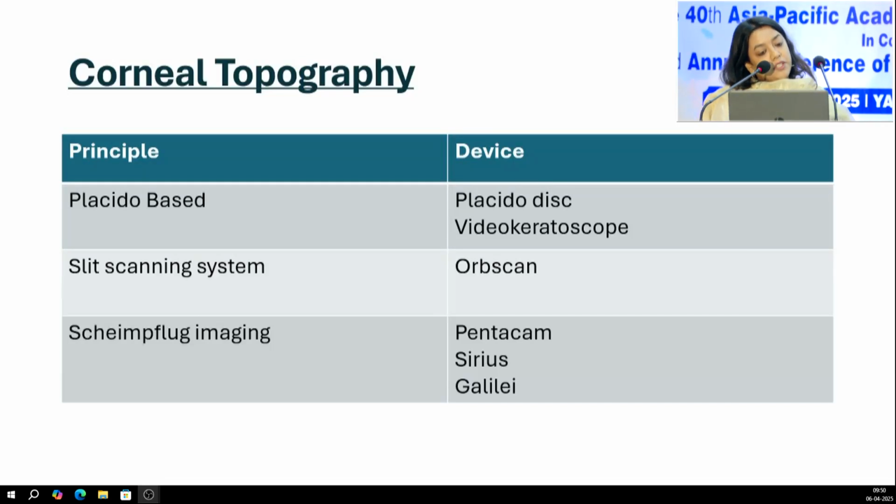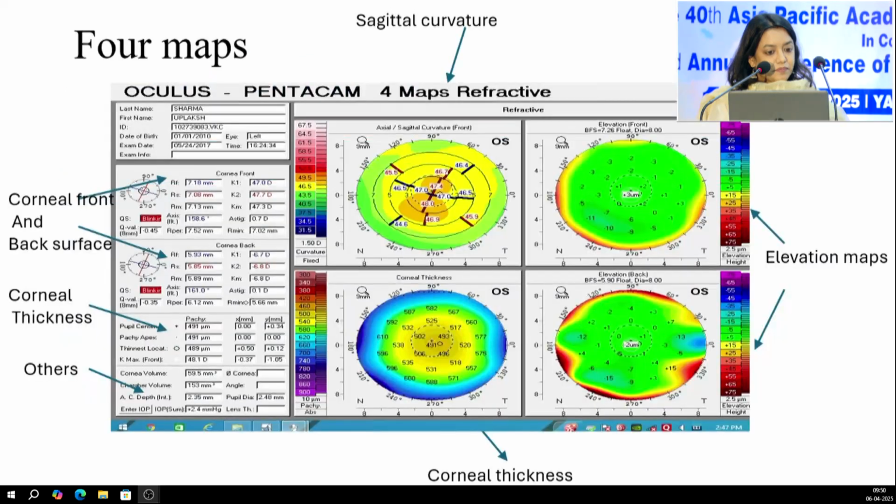Now, another important tool for postgraduates is corneal topography. It can be Placido disc-based, slit scanning technique, and Scheimpflug. The most commonly used is the Pentacam. The printout comes as a map known as the quad maps. It has the patient details, the keratometric values, and pachymetry values.